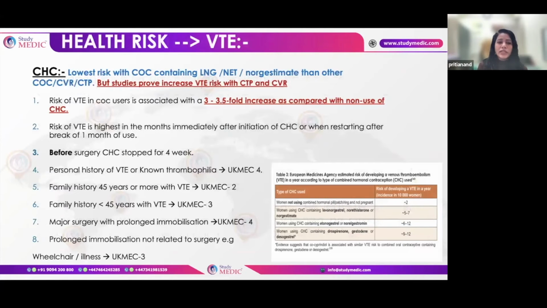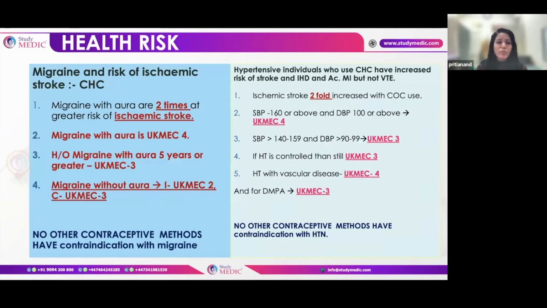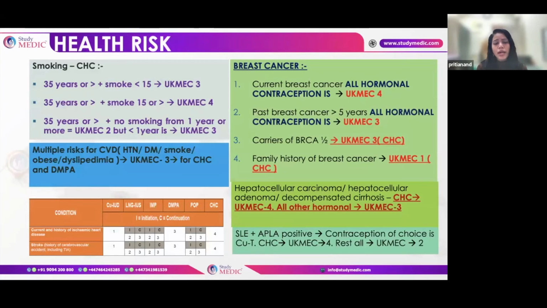There are various health risks and the majority of them are related to the CHCs. So with venous thromboembolism risk factors, the patient should avoid using the CHC. Similarly, if the patient has any history of migraine or is hypertensive, as far as possible, CHCs should not be used. Any patient who is a smoker and is aged, preferably do not use CHCs.